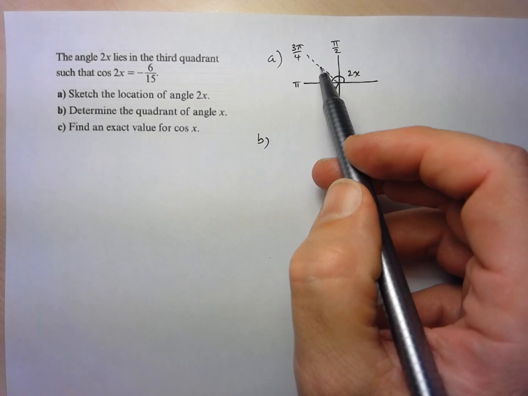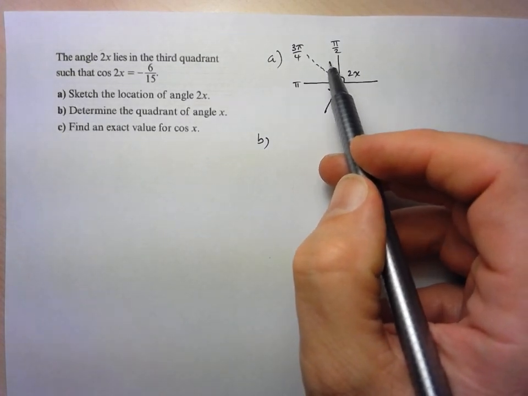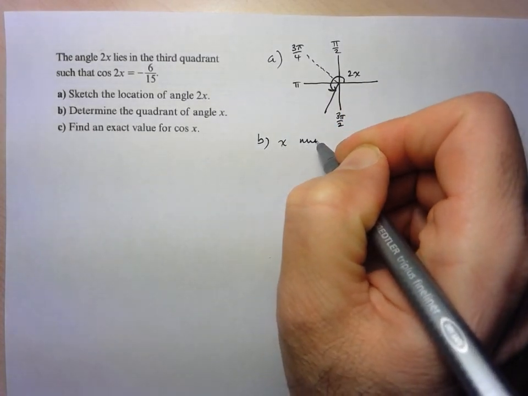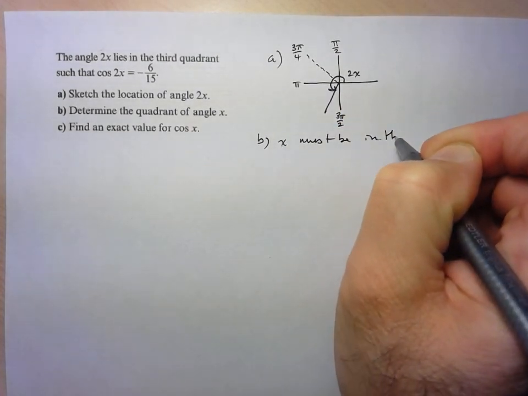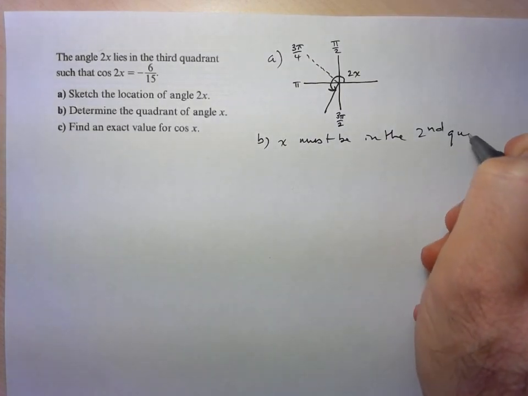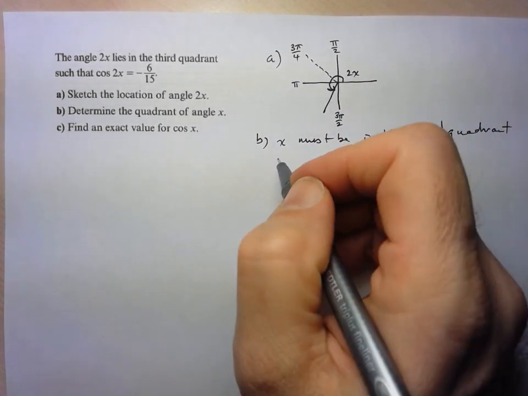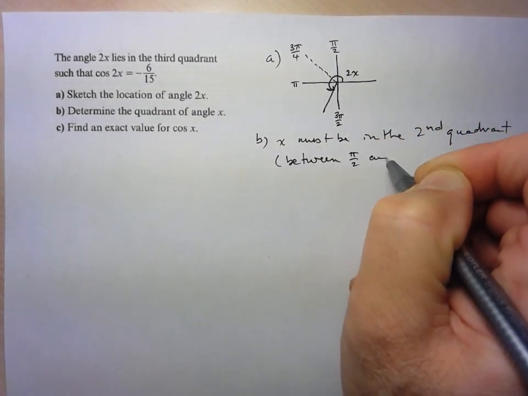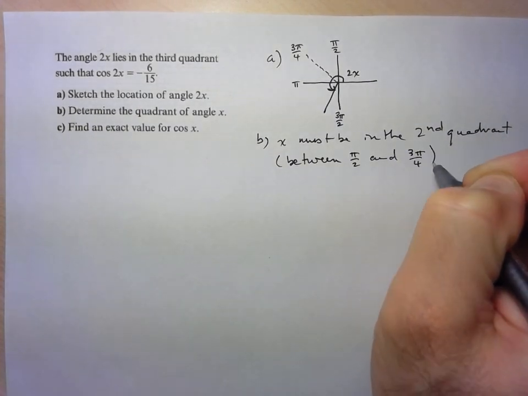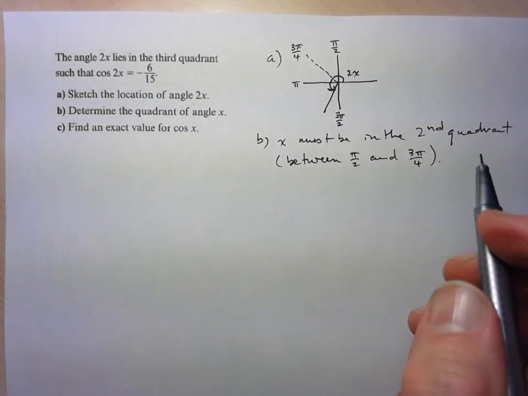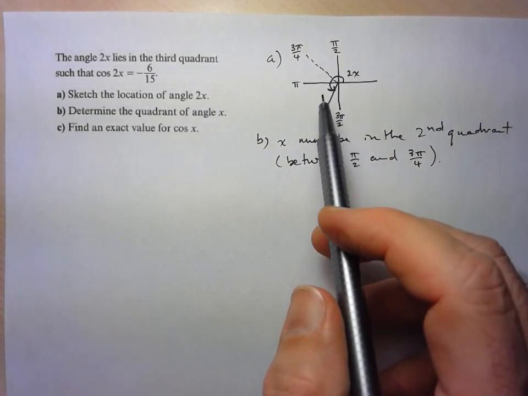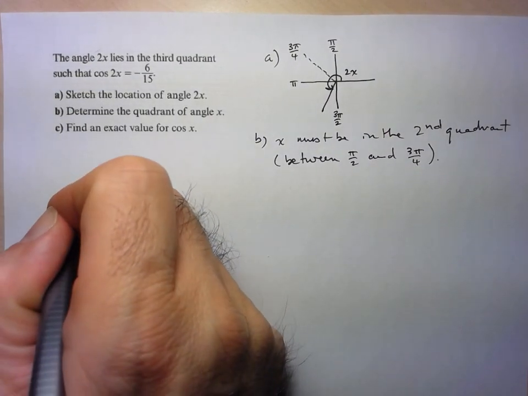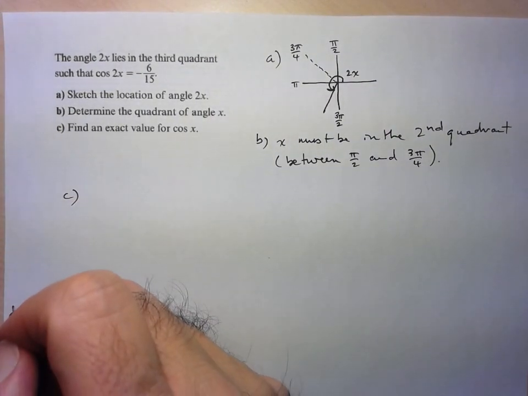So in fact, we can even be more precise than saying what quadrant it's in. We can actually say we know it's in the second quadrant. We can say it's between pi over 2 and 3 pi over 4. Okay, so here x must be in the second quadrant. In fact, between pi over 2 and 3 pi over 4. Okay, might not be necessary for what we need to do, but an interesting fact that we can be more precise than giving a whole quadrant. All right, so presumably we'll need this information to solve part C. It seems like an odd question to ask unless it was necessary.